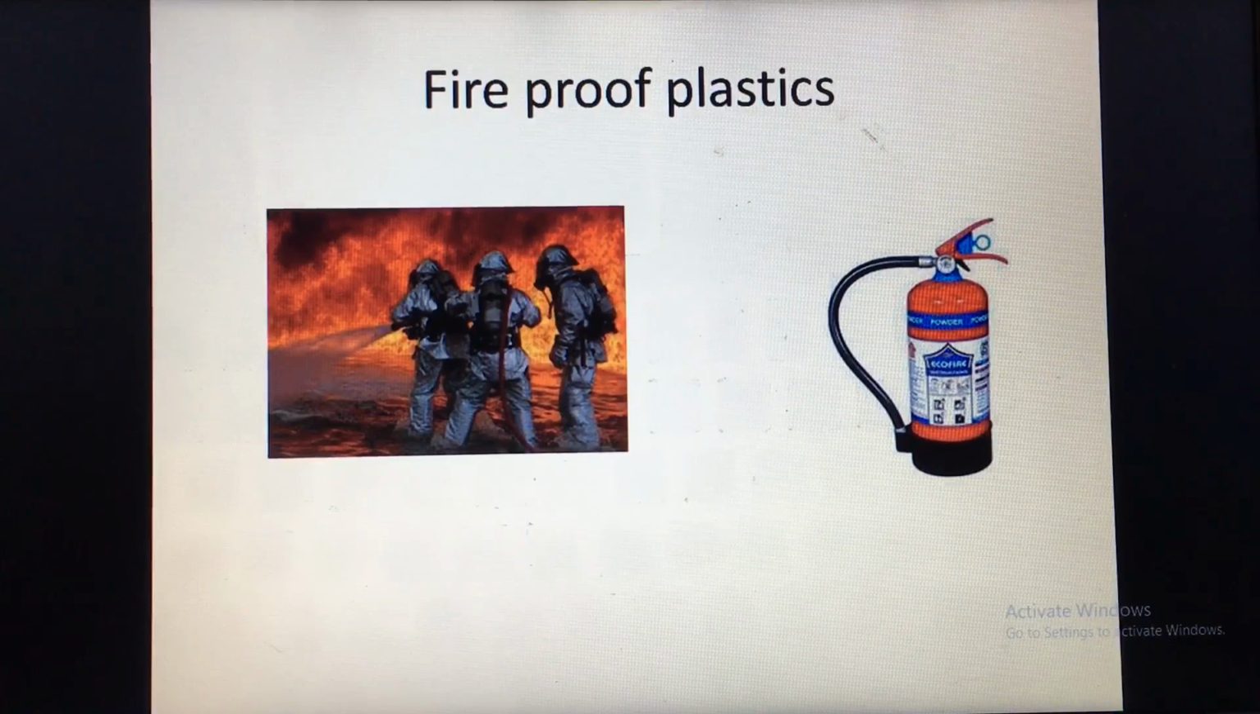So these are about the plastics. The important things are that there are two types of plastics, thermoplastics and thermosetting plastics. For thermoplastics, the examples are PVC and polythene, and for thermosetting plastics, the examples are melamine and bakelite.